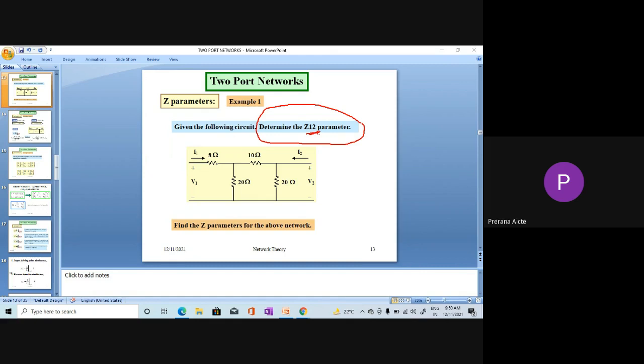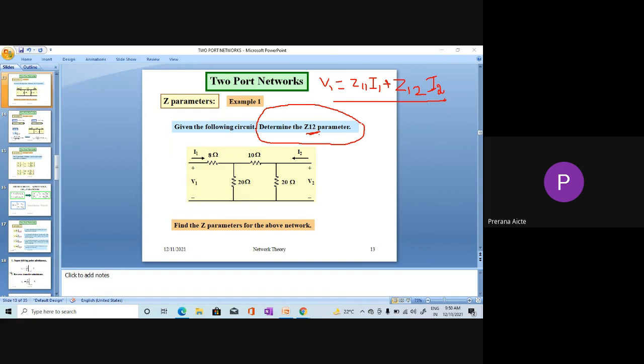Can anybody tell me whether Z12 is going to be available in equation 1 or equation 2? Equation 1, sir. Yes, thank you, ma'am. So Z12 is going to be available in equation 1. Equation 1 is given by V1 is equal to Z11 I1 plus Z12 I2. So this equation is sufficient to answer your question.